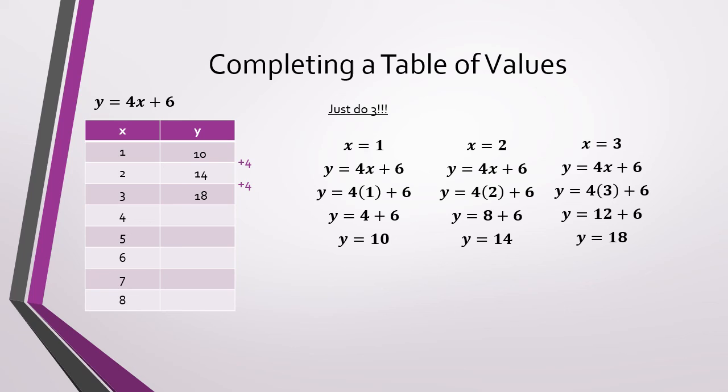And I see that I'm adding 4 each time. So to finish my table, I don't have to plug every value back into the equation. I just follow the pattern. 18 plus 4 is 22. 22 plus 4 is 26. 26 plus 4 is 30. 30 plus 4 is 34. And 34 plus 4 is 38. So if you figure out your first 3 values, then you can easily see your pattern and you can just go from there.